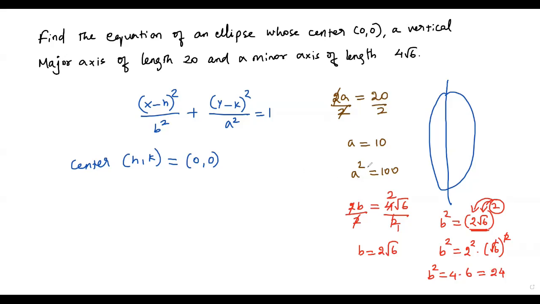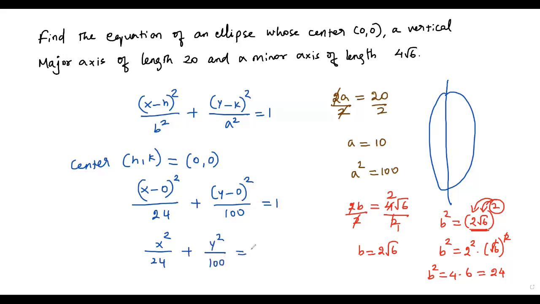In an ellipse, the value of a square will always be greater than the value of b square. Okay, now let's plug these values into this formula. For h we have 0, so (x minus 0) the whole square over the value of b square, which is 24, plus (y minus 0), since the value of k is 0, the whole square over the value of a square, which is 100, equals 1. So x minus 0 is just x, so x square over 24, plus y minus 0 is just y, so we get y square over 100 equals 1.